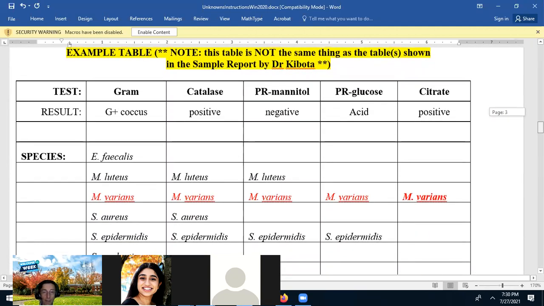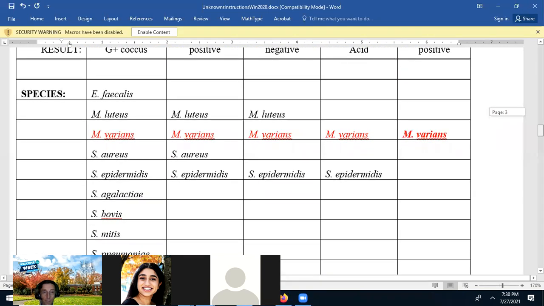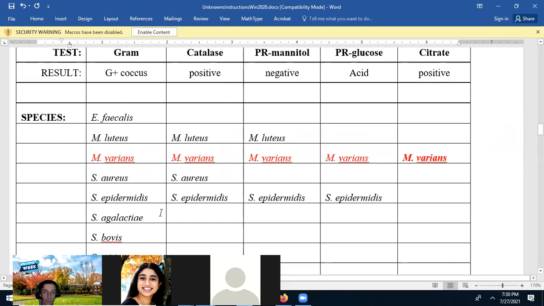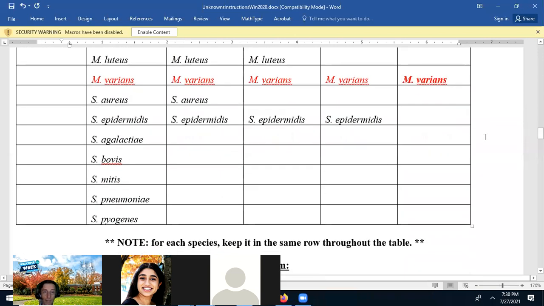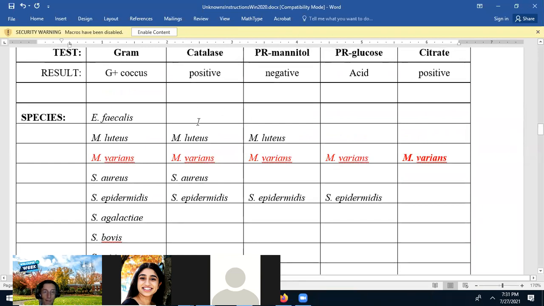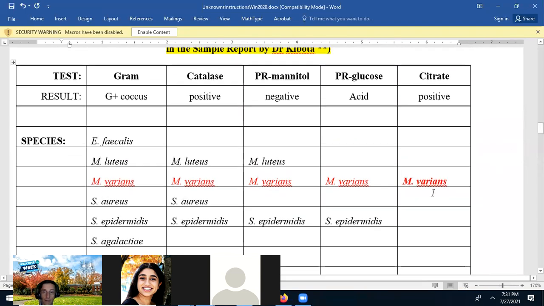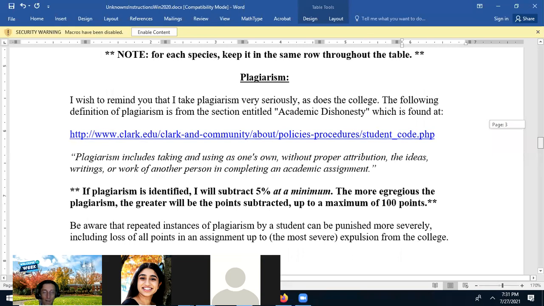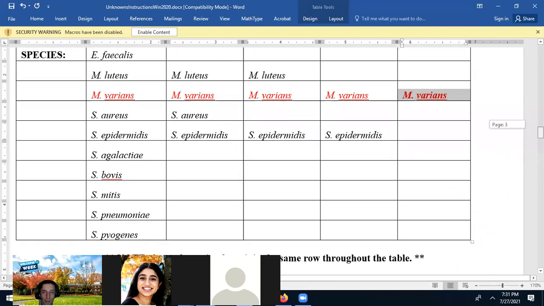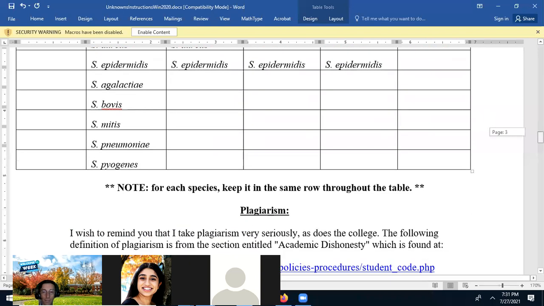Okay, here's an example table which shows the first test the student did was the gram stain, and they narrowed it down to these possible species with the gram stain. And then they did the catalase test, and that narrowed it down to 4 species. They did the PR mannitol test, and that narrowed it to 3 species. They did the PR glucose test and narrowed it to 2 species. And then they did the citrate test, and it narrowed it down to 1 species. And then they wrote their lab report and the paragraph about Micrococcus varians. Okay? Any question about any of that?